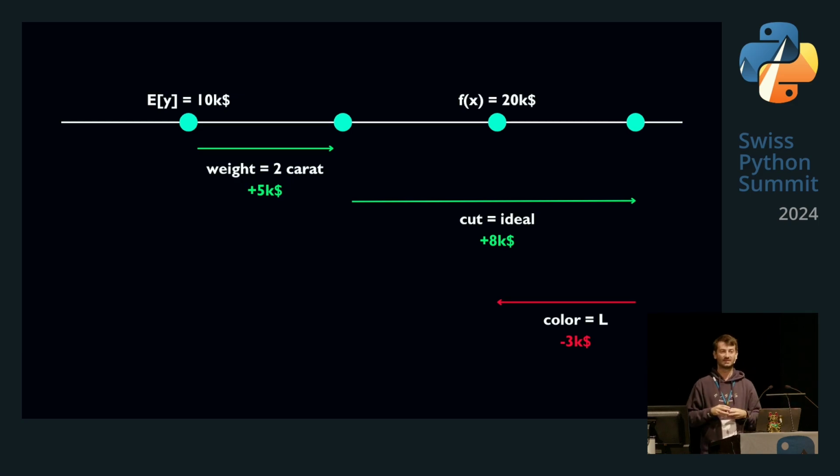Let's take another example here. Let's talk about diamonds, because that's the dataset that we're going to use for our live coding if we have time. Let's assume that the average value of the diamonds in our dataset is $10,000.